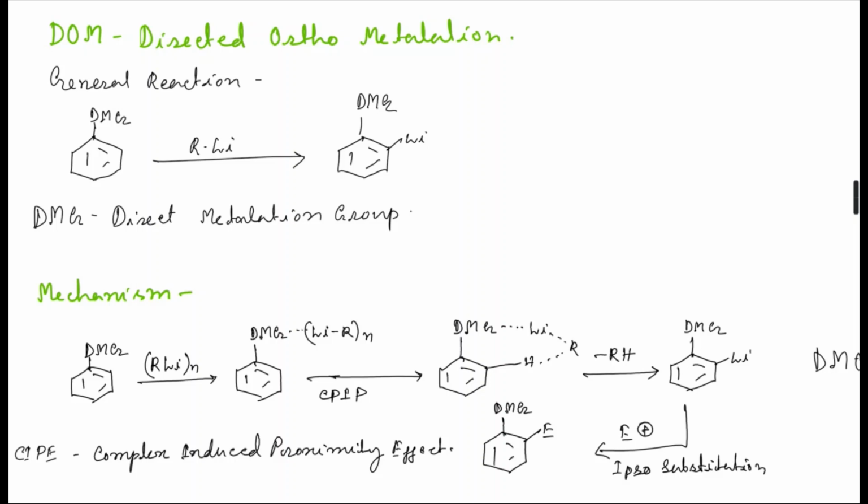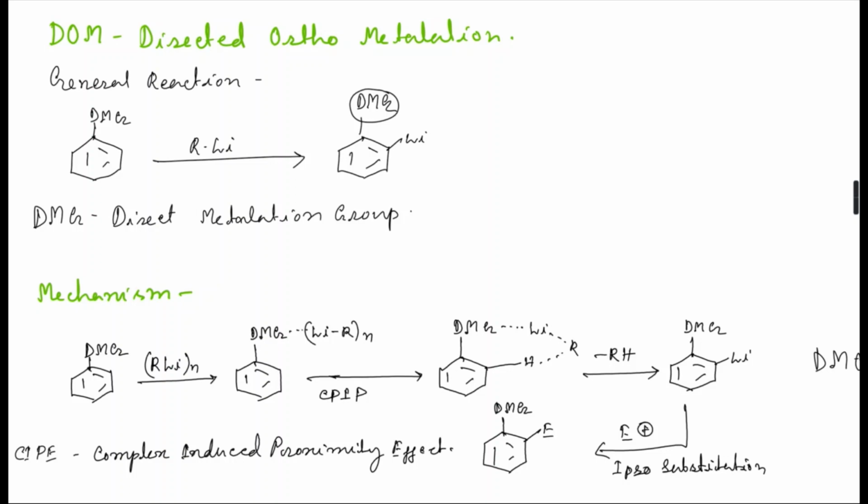The general reaction is that an aryl substrate, which will have a group called a DMG, when reacted with aryl lithium or alkyl lithium, will give an ortholithiated product. This is called the directed ortho metalation. That means the lithiation will happen ortho to this DMG. DMG is an abbreviated form, which is directed metalation group.